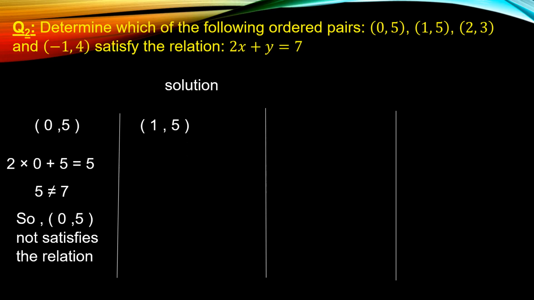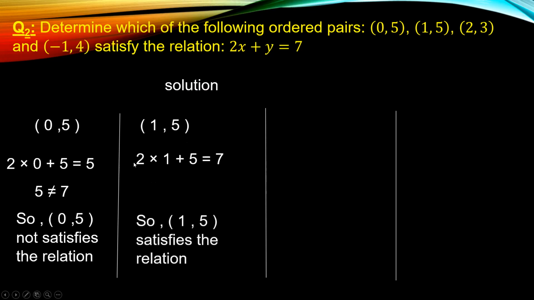Let's look at the second ordered pair, 1 and 5. I will substitute the value of x by 1 and the value of y by 5. So 2 times 1 plus 5. Here 2 times 1 equals 2, plus 5 equals 7. I see that the right-hand side equals the left-hand side. So I can say that the ordered pair 1 and 5 satisfies the relation.